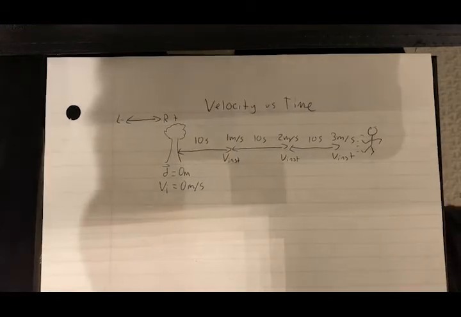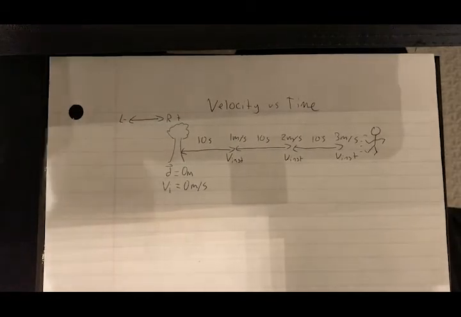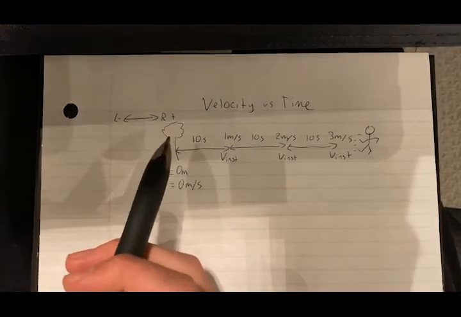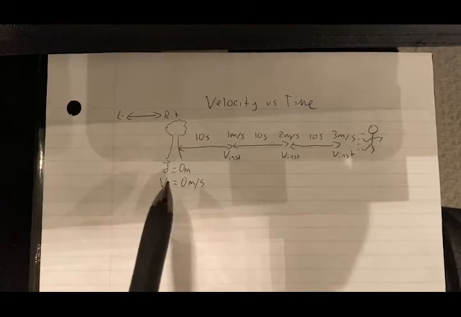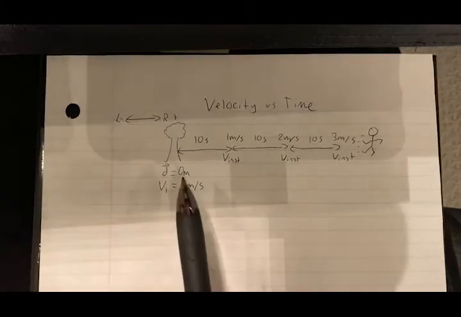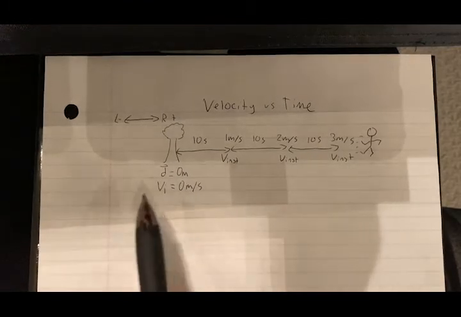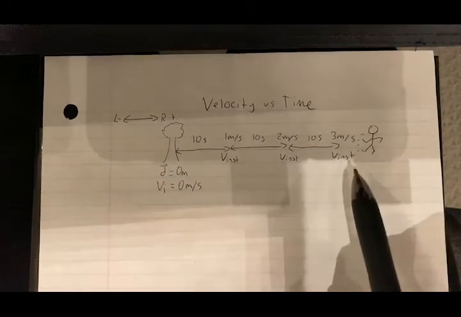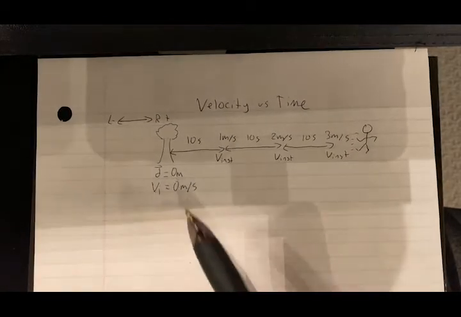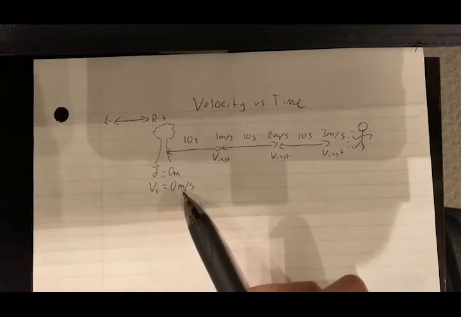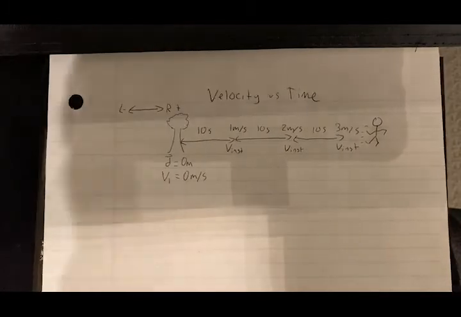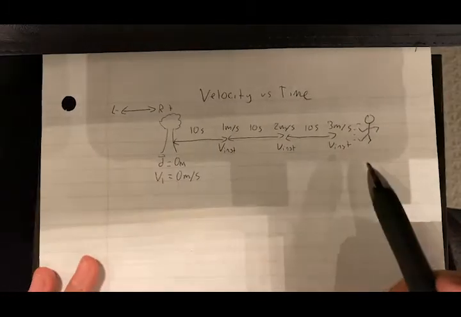Alright, so now that we know what velocity is, let's have a look at this next problem. First of all, we're going to define our reference frame as left being negative and right being positive. We're also going to define that this tree is at a displacement of 0 meters, in other words, the origin point, and that's where this man starts from. He is running away from this tree, and his initial velocity, his velocity when he's at the tree, is 0 meters per second, which means he's starting from rest.